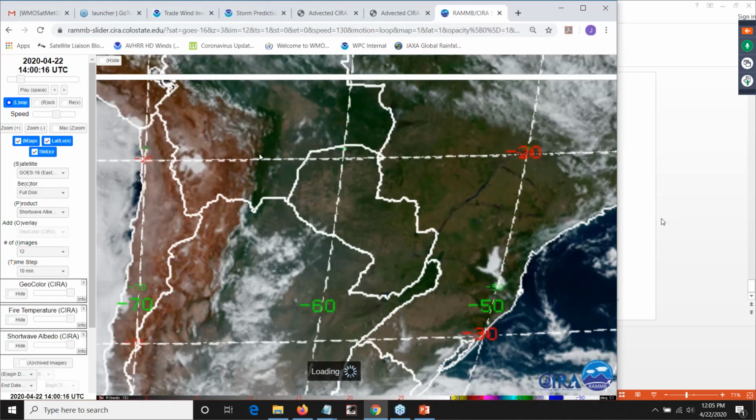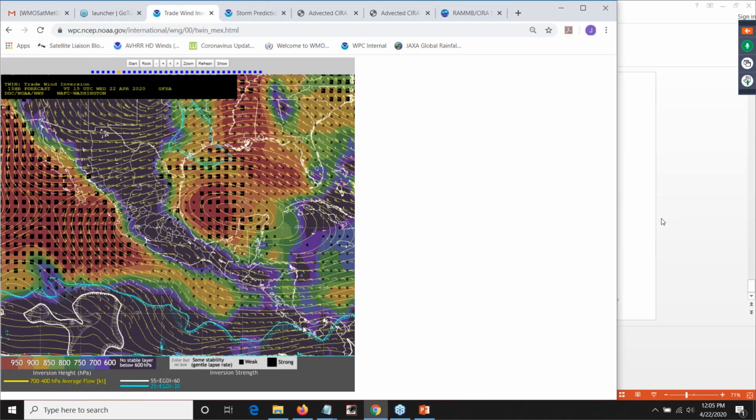Okay, so I'm going to show, well, this loads, I'm going to go to the twin. And this is an algorithm we have developed at the International Desk, and it evaluates, diagnoses the strength and elevation of the trade wind inversion. So whenever we have browns, we're going to talk about this next week actually, but whenever we have browns, it is suggesting that we have a low-lying inversion. And whenever we have bigger boxes, the bigger the box, the stronger the inversion.